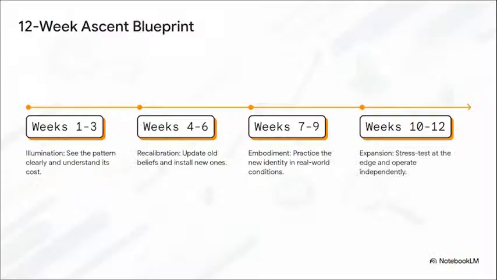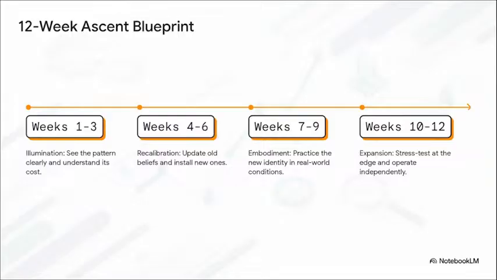And this brilliantly illustrates the solution. It's mapped out in Chapter 10 of the source material as the 12-week Ascent Blueprint. By establishing this exact 4-phase transformation, you prove to your client right out of the gate that you have a specific destination in mind. You share this entire arc with them, from illumination in the first 3 weeks, over to recalibration, down to embodiment, all the way to expansion in weeks 10 through 12.